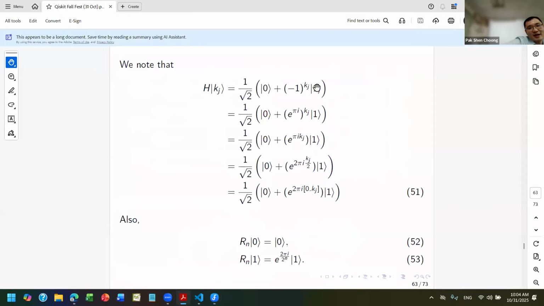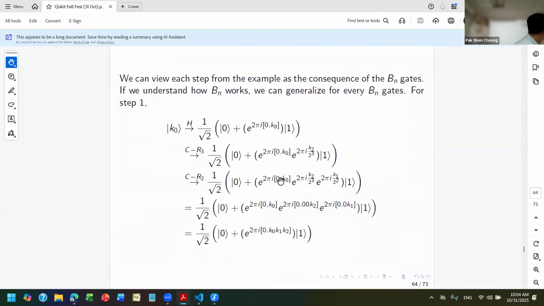So again, looking back at your first step, you find that after acting with the Hadamard gate and all the control rotations, it introduces phases, and the phases can be added up together. In the end, you have 0.k0 k1 k2. But this is not the decimal representation, it's a binary representation.